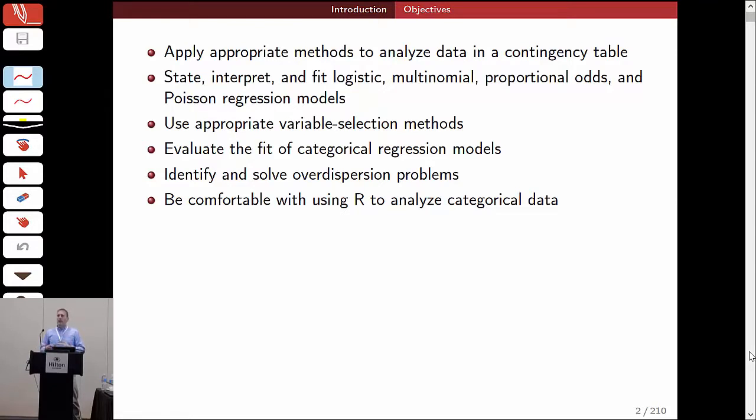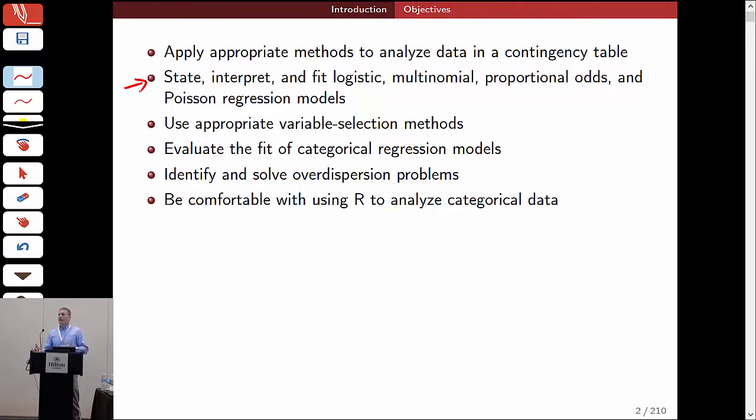And odds ratios appear throughout categorical data analysis. And so it's good to get a firm grasp of what these odds ratios are actually measuring, so that when we talk about more complex settings in a regression modeling case, you're comfortable with these odds ratios. So speaking of regression models, we're going to be looking at how to state, how to interpret, how to fit logistic regression models, multinomial regression models, proportional odds regression models, Poisson regression models, and even a few that I didn't even mention there.